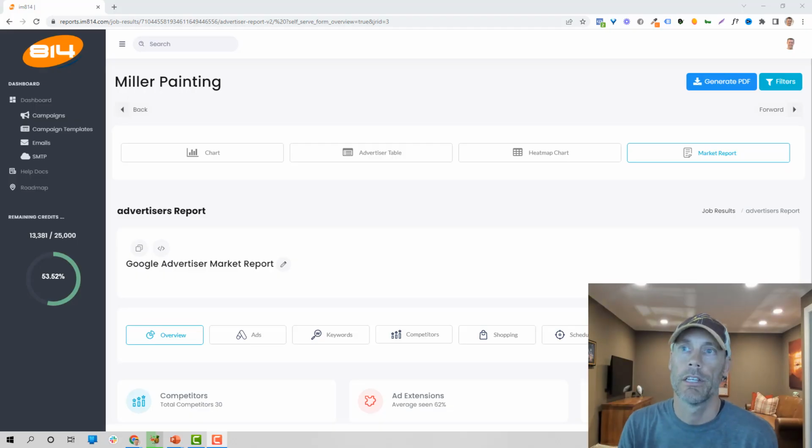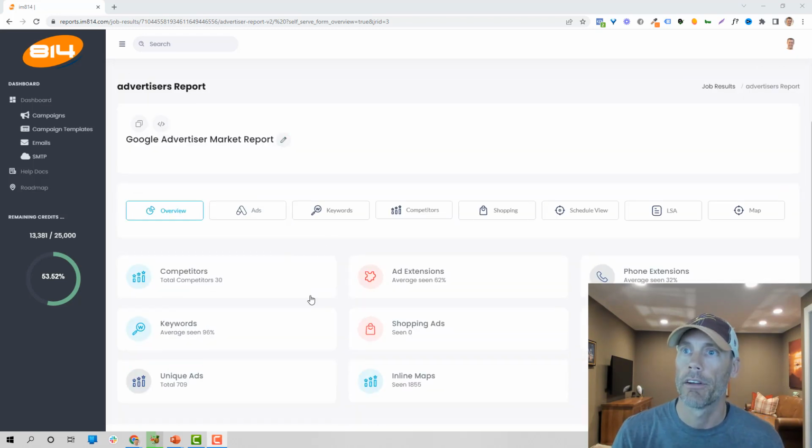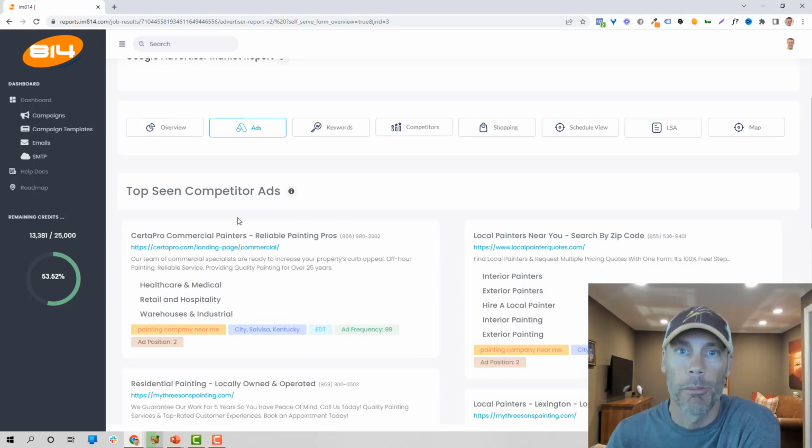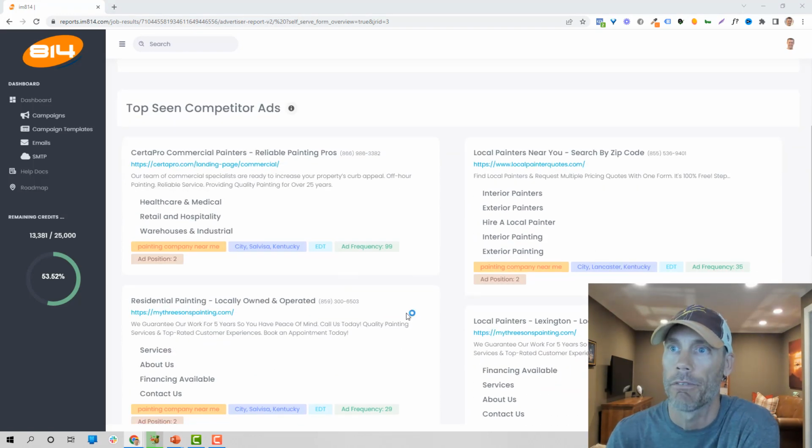All right, so let's dig deep into the actual reporting process. What we do is we get a feel for how many competitors are in your local market, what keywords they're running, what ads they're running, whether they're using phone extensions, ad extensions, stuff like that. So let's use an example here. Basically, almost everybody's going to have CertaPro advertising in their markets, local painter quotes, stuff like that.